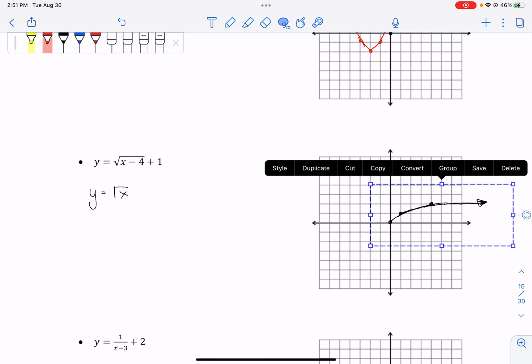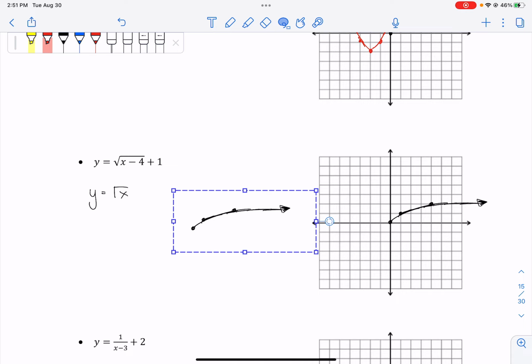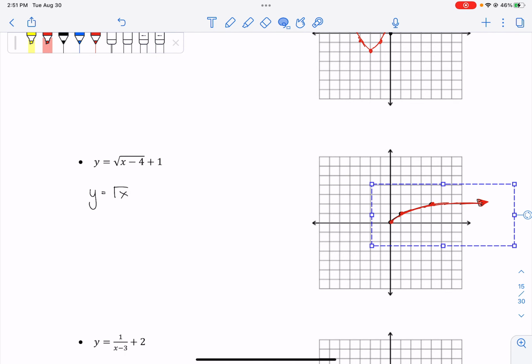So I clearly didn't think this through because I don't think I have enough space, but we'll live. Start with your original, move 1, 2, 3, 4, and then go 1 up. And that is your new function right there.